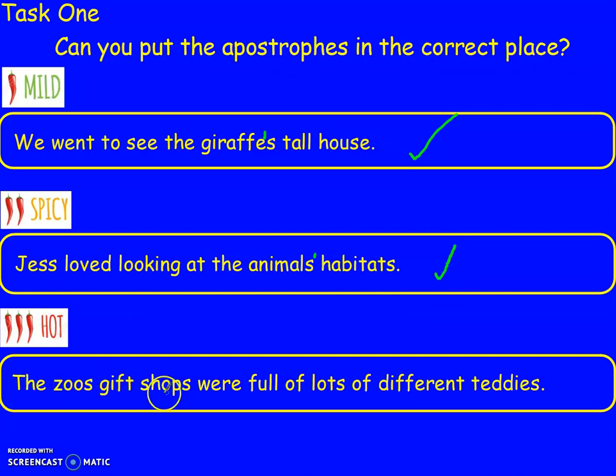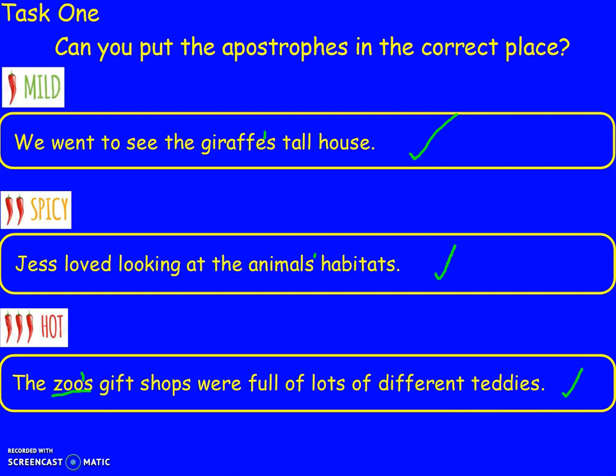Hot. The zoo's gift shops were full of lots of different teddies. This one is quite tricky because there's lots of words here ending in S, and it's quite difficult to work out what the noun is with something belonging to it. But it is the gift shops belonging to the zoo. So zoo is the noun with something belonging to it. And because the zoo is only one thing with lots of gift shops in there, the apostrophe would go here. So give yourself a tick if you got that right.